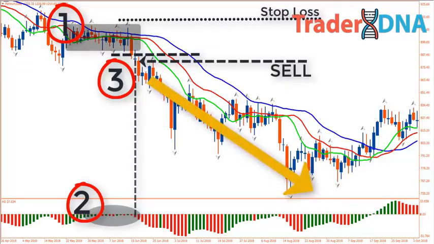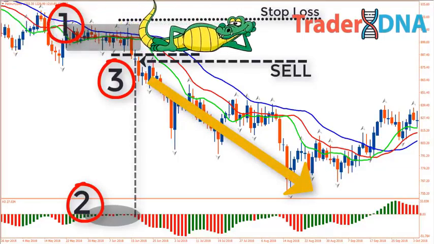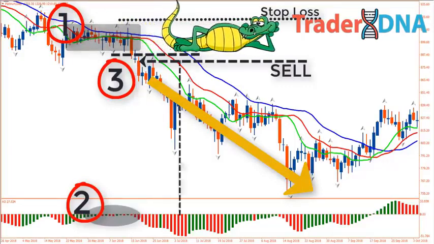Once again, to start trading by the alligator, the market must be sleeping. That is, the jaws, teeth, and lips of the alligator indicator must be intertwined, going horizontally.